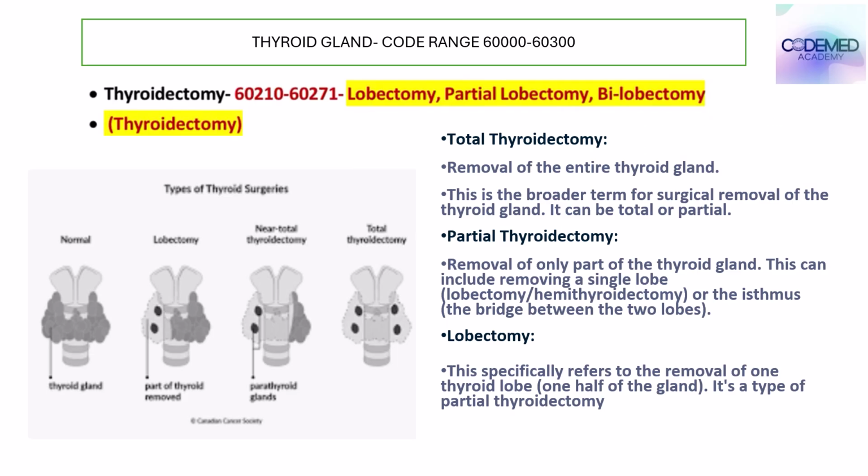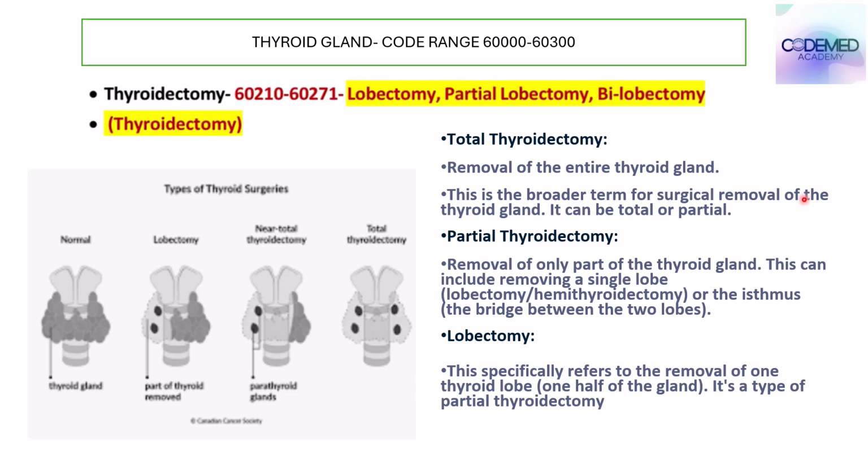Now the thyroid gland codes range from 60,000 to 60,300, and they mainly consist of the various procedures that we carry out on the thyroid gland. Depending upon the structure that we take out, we call it a lobectomy, partial lobectomy, or bilobectomy. And a thyroidectomy is nothing but a broader term for the surgical removal of the thyroid gland, because ectomy is removal and thyroid is the thyroid gland.